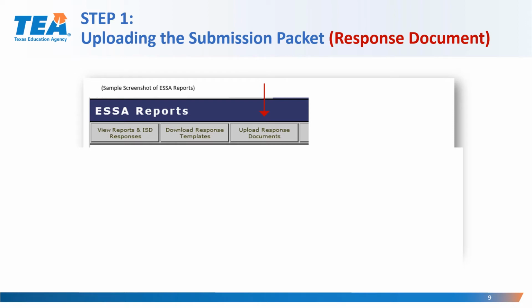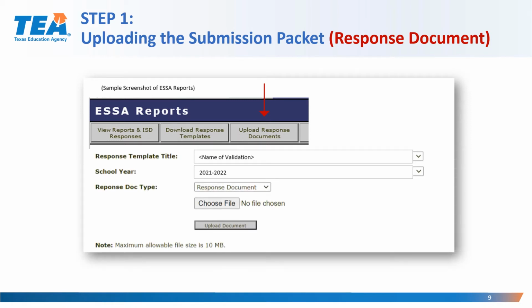To upload the submission packet, you will need to access the ESSA Reports application and locate the Upload Response Documents button towards the top of the screen. Click on the Upload Response Documents from the menu so that the menu items can appear. For response template title, you will select the name of the random validation item that you have been selected to submit documentation for. For school year, you will select 2021-2022. For the response doc type, you will select response document for your submission packet.